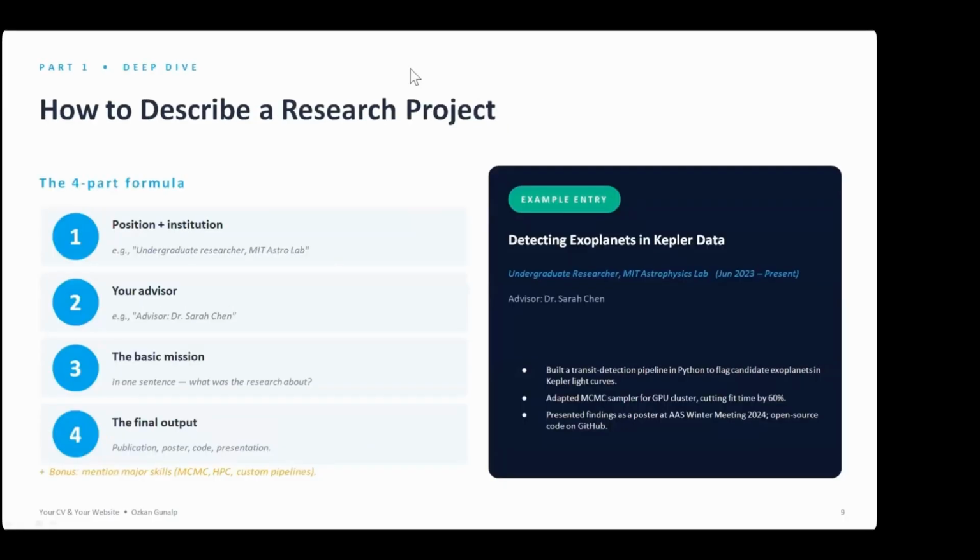Many students struggle with describing research projects effectively. A simple structure can help. Identify your role, institution, supervisor, research goal, and outcome. The outcome might be a publication, presentation, poster, dataset, or software project. This structure helps others quickly understand the value of your work.